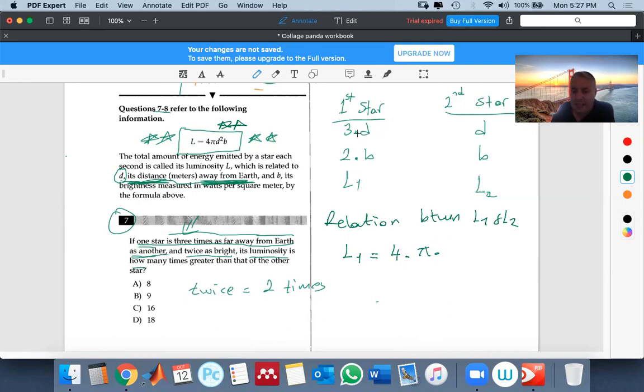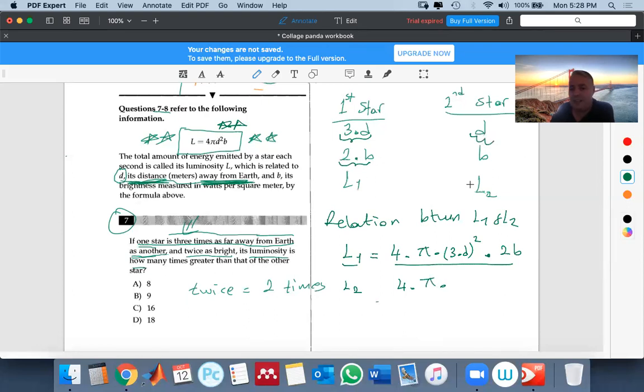What is my D now? 3 times D, so 3 times D squared. What is my B now? 2 times B. That's all. Now I am dividing this by L2. What is L2? 4 times pi times distance squared.